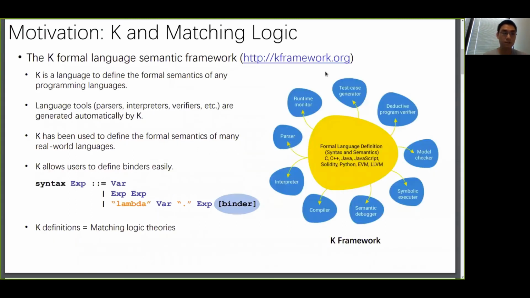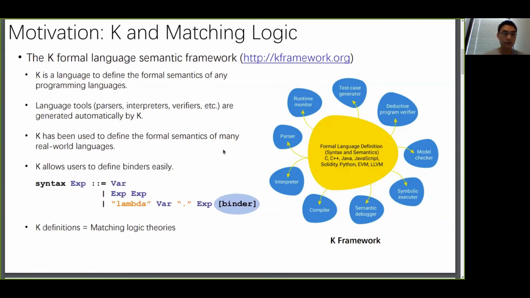The main motivation of the work is the K formal semantic framework and its logical foundation, matching logic. The K framework allows users to define the formal semantics of any programming language. As shown in the picture, once the semantics is defined, all language tools such as parsers, interpreters, and verifiers are automatically generated by K. In practice, K has been used to define the formal semantics of many real-world languages such as C, Java, and JavaScript.